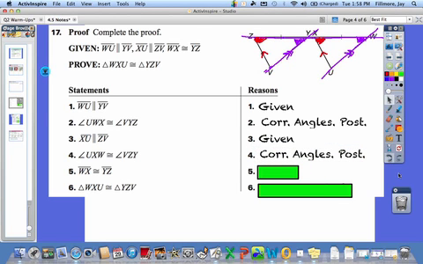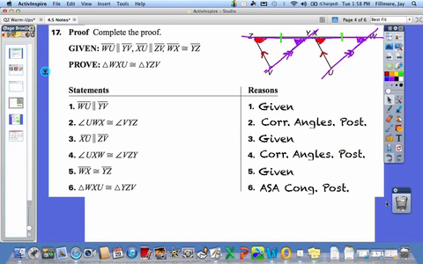That means we need something with some sides. Well, fortunately, we're given that we have a pair of sides are congruent. Which is great. And so in this case, I have an angle, side, angle, angle, side, angle. So I can say these two triangles are congruent because of the angle, side, angle congruence postulate. And there's my proof.